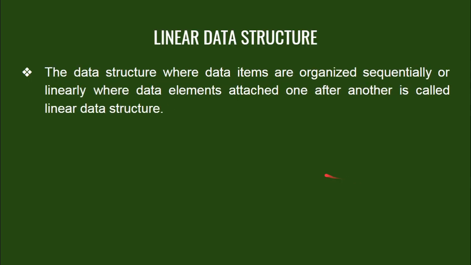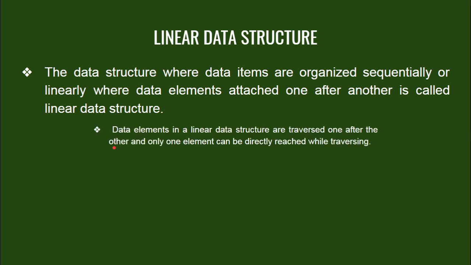Now let us see the definition of a linear data structure. The data structure where data items are organized sequentially or linearly, where data elements are attached one after another, is called a linear data structure. That is here in the memory. We all know that every data we store is in the memory of the system or the secondary memory. Whatever the memory may be, the data are stored one after the other. In a linear data structure, the memory locations are one after the other. That is called organized sequentially or linearly.